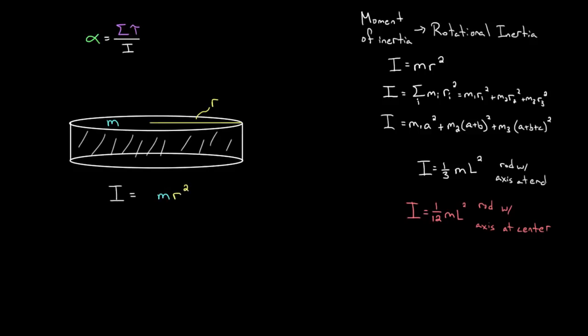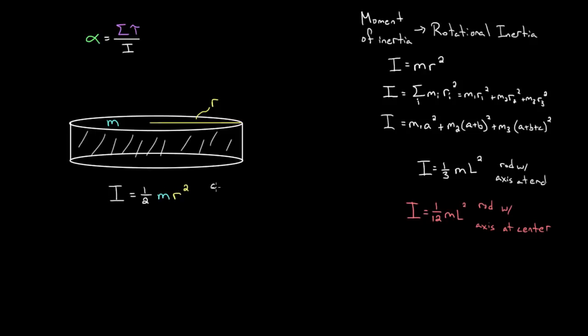How much less? If you do that integral, it turns out that you get 1/2 mr squared. So it turns out the fact that some of these masses are closer to the axis than the full radius of the cylinder makes it so that the total moment of inertia is 1/2 the total mass of the cylinder times the total radius of the cylinder squared.